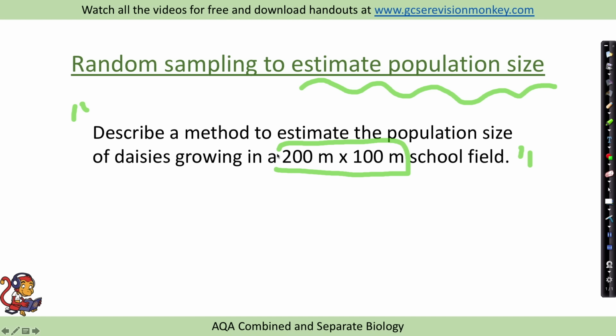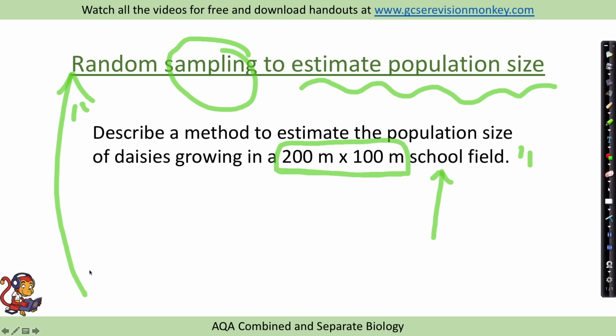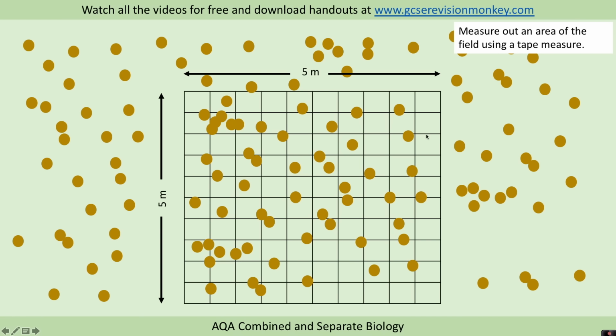These numbers here will come up a little bit later on in our calculation. So we can't count every single daisy growing in the school field. It would just take too long. So we need to have a method of sampling that is completely random, and if they talk about why in the exam, it is to avoid bias. So as we said, we can't count the number of daisies in the whole 200 metre by 100 metre field, so instead we measure out an area of the field using a tape measure.